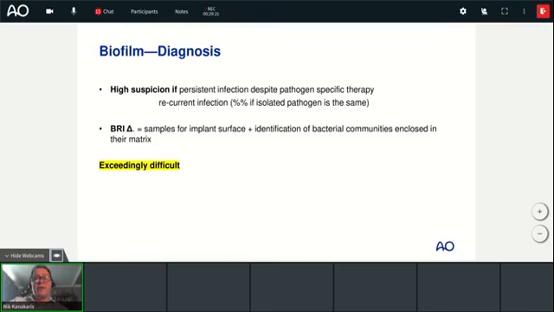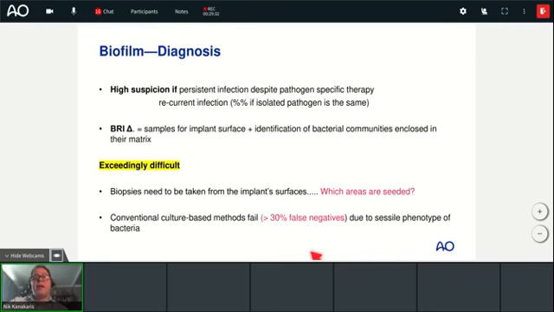and then identification of these clusters of cells within their own matrix. The difficulty is which areas of the implant have the biofilm? Which areas should we culture, especially if we retain the implant? And of course, conventional culture techniques are very limited in identifying dormant bacteria, these sessile biofilm-shielded bacteria.